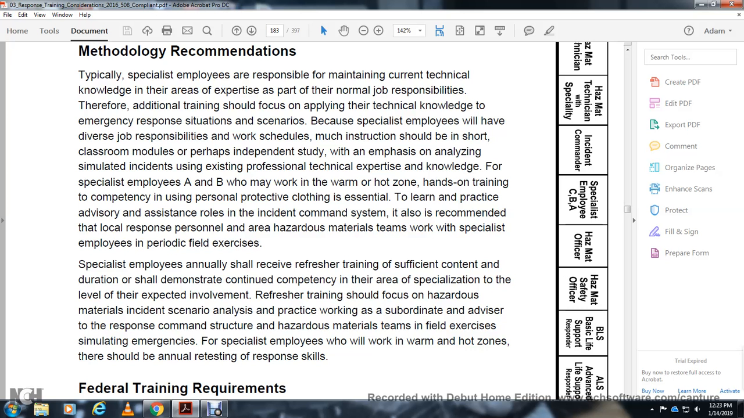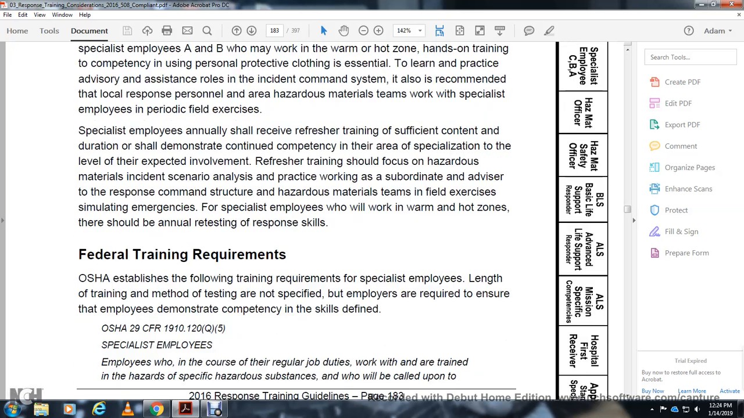Specialist employees shall annually receive refresher training with sufficient content and duration to demonstrate continued competency in their area of specialization. The refresher training shall be focused on materials including incident analysis, practice working in the advisory role in the incident command system, and field exercises simulating emergencies. Specialist employees who will work in the warm and hot zone shall be retested annually on their response.